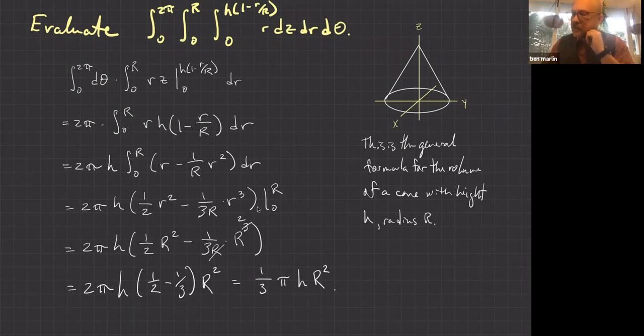As a matter of fact, I could have written this particular one much more compactly, and I just didn't think of it as I was doing that. If I wanted to here, I could think about the dz, since there's no z in there, just being this integral from 0 to h times 1 minus r over R.